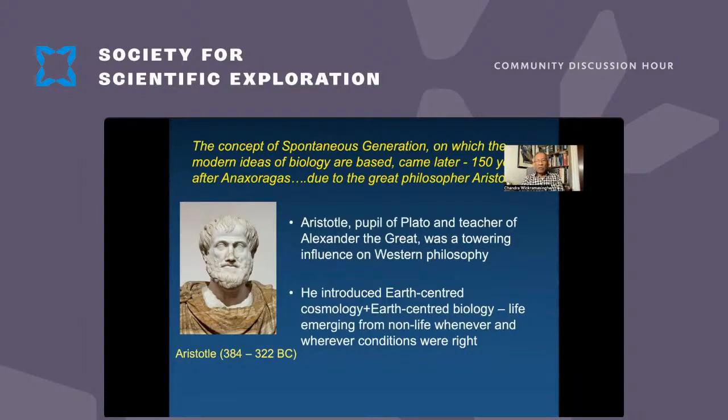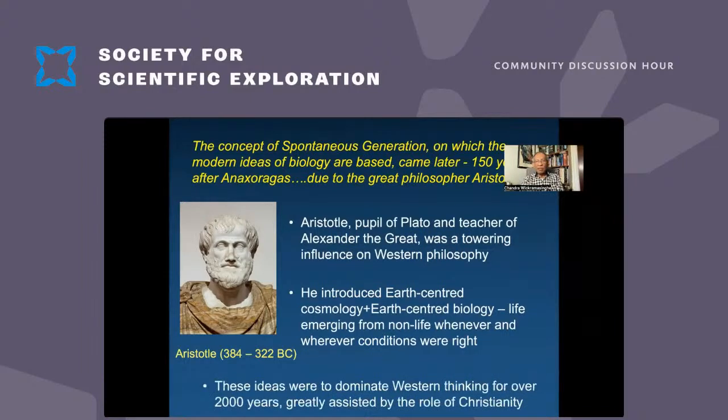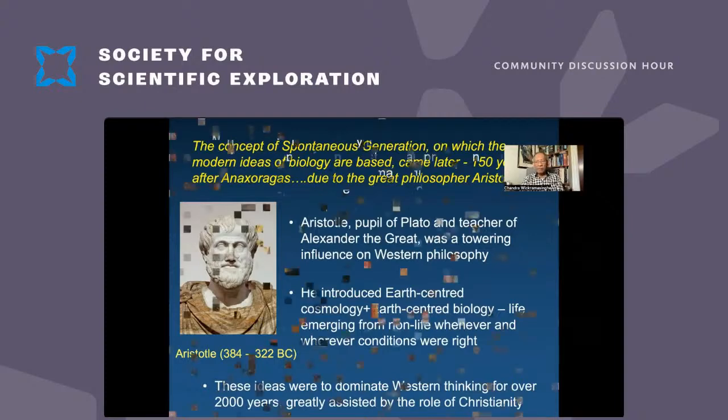It was he who introduced the Earth-centered cosmology, the idea that the Earth is the center of our solar system, and also spontaneous generation, which implies Earth-centered biology. So these ideas of Aristotle in the Western world were to dominate Western thinking for over 2,000 years. But it is important to stress at this point that the dominance of these ideas, the Earth-centered solar system and the Earth-centered life system, was greatly assisted by the rise of Christianity, Christendom.